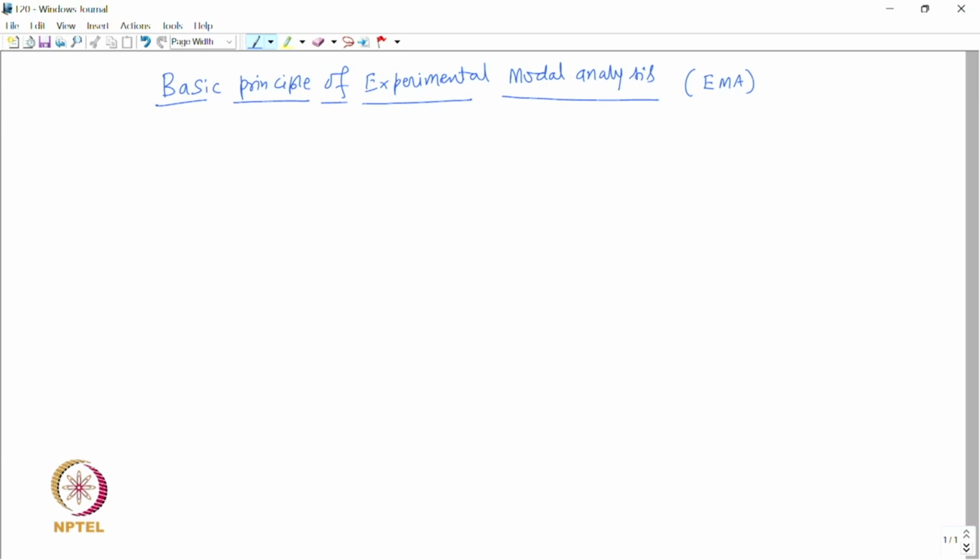So the first question is, what is experimental model analysis? In one of the earlier lectures, we already defined what experimental model analysis is, but let us restate that definition. So what is EMA? EMA is also known as model testing, and EMA is basically a procedure for experimentally identifying the natural frequency, mode shapes and damping factors of a structure or a system, right.